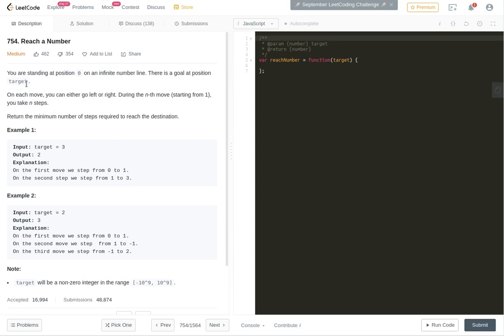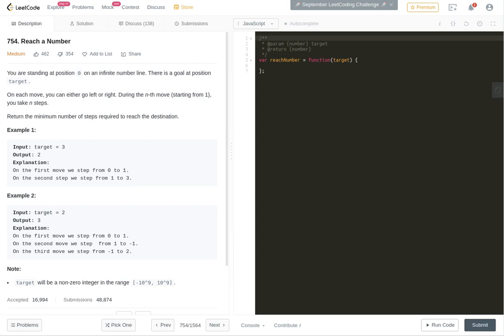So you're standing at position 0 on an infinite number line. There's a goal at position target. So they're going to pass as a parameter target. On each move, you can either go left or right. During the nth move, starting from 1, you take n steps. So on the first move, you go 1. On the second move, you go 2. Third move, you go 3, like that. So return the minimum number of steps required to reach the destination.